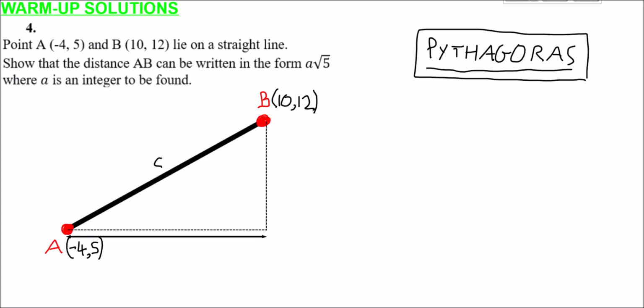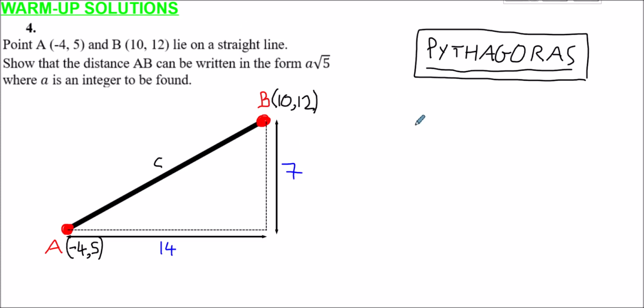So that distance is 14. Similarly, we can do the same thinking about the vertical distance. So from A up to B, A starts at 5 in the y direction, goes up to 12 for B. So 12 minus 5, that's an increase of 7.